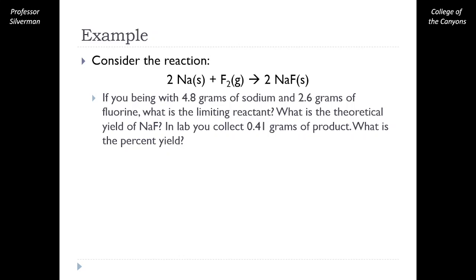Here's what one of these problems looks like in practice. We start with 4.8 grams of sodium, 2.6 grams of fluorine, and in the lab, we're able to collect 0.41 grams of our product. Our plan is to do a calculation for each of our chemicals in order to decide what is limiting.